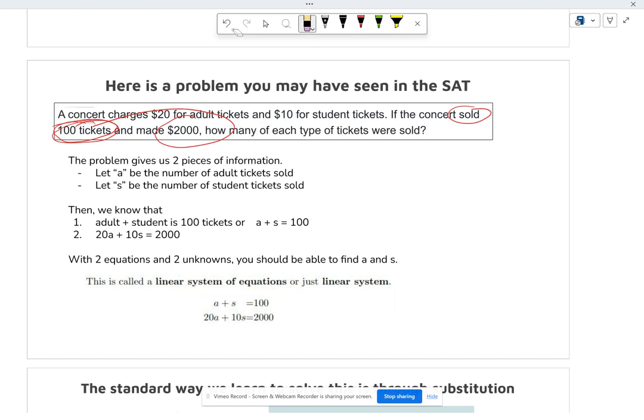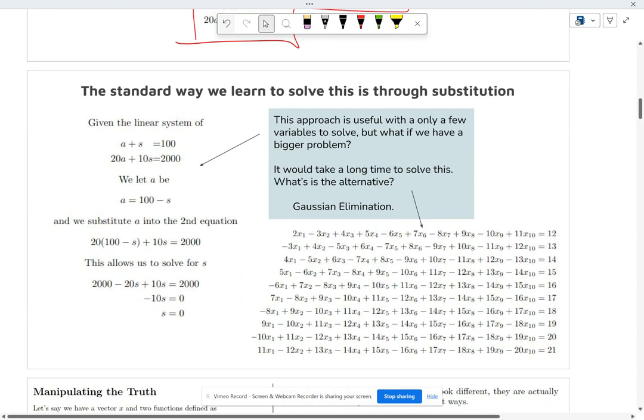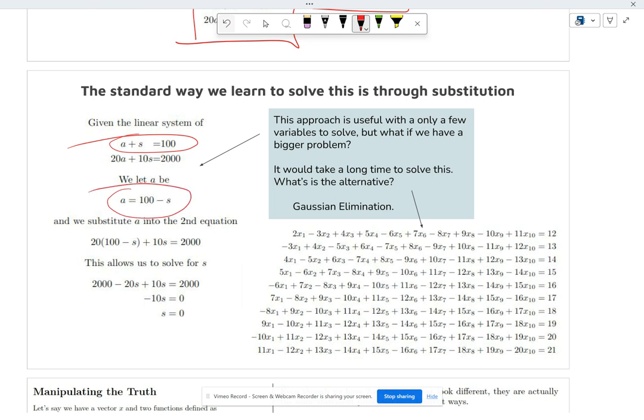Now, with just one equation, it's a linear function. But if you have multiple of them, it's called a linear system of equations. The standard way we learn to solve this is through substitution, right? So let's look at the first equation. We can essentially rewrite it in terms of A.